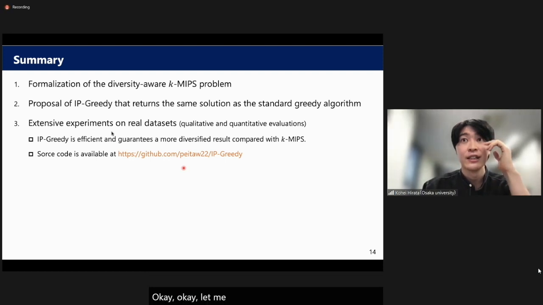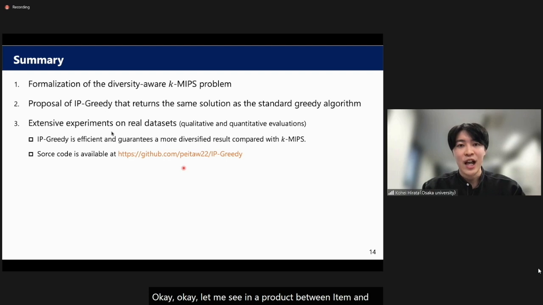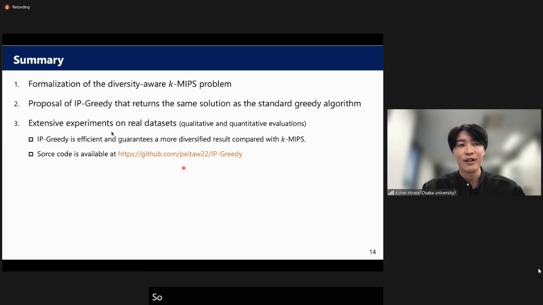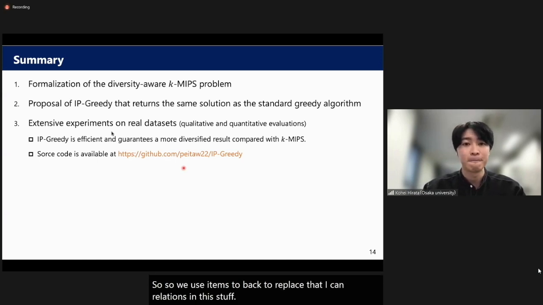Inner product between items cannot represent item relations. So we use item2vec to represent item relations by distance.